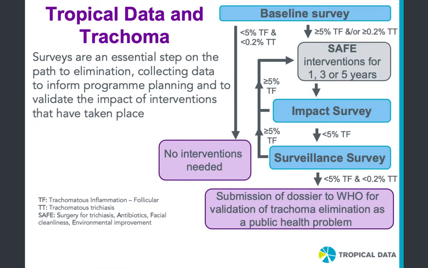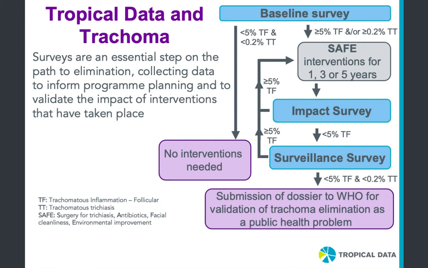For trachoma, the WHO recommends that the following prevalence surveys take place: baseline surveys to determine the need for trachoma elimination interventions, impact surveys to determine if interventions have achieved the elimination thresholds or if further interventions are needed, surveillance surveys to show that reductions in prevalence have been sustained, and trachomatous trichiasis only surveys, standardized surveys that are rarely required but are recommended in certain epidemiological contexts. All these survey types are supported by Tropical Data.